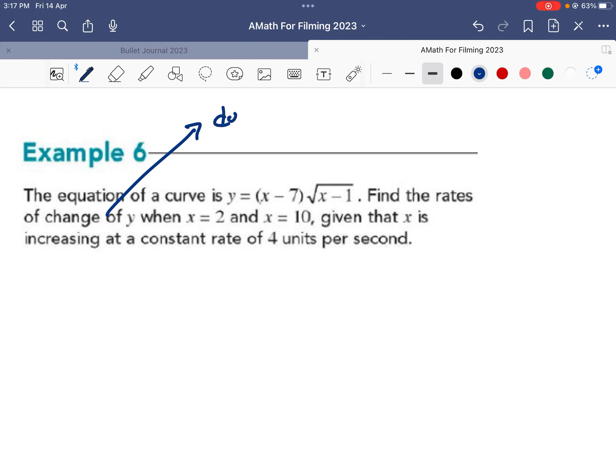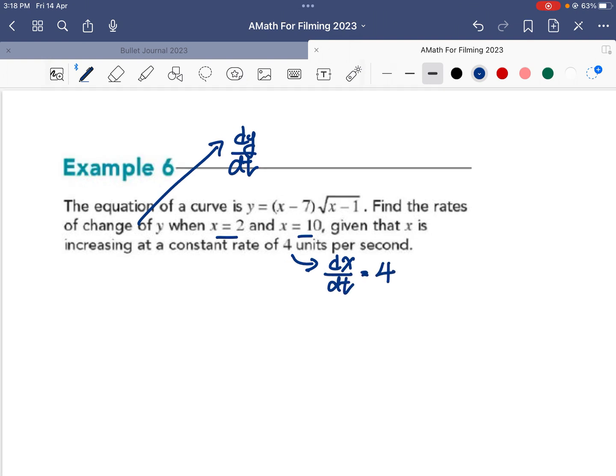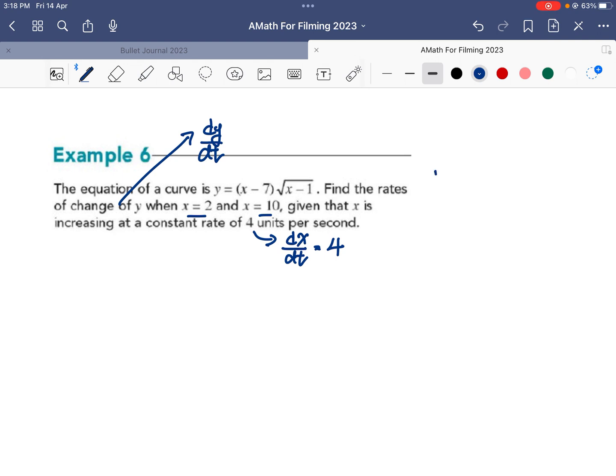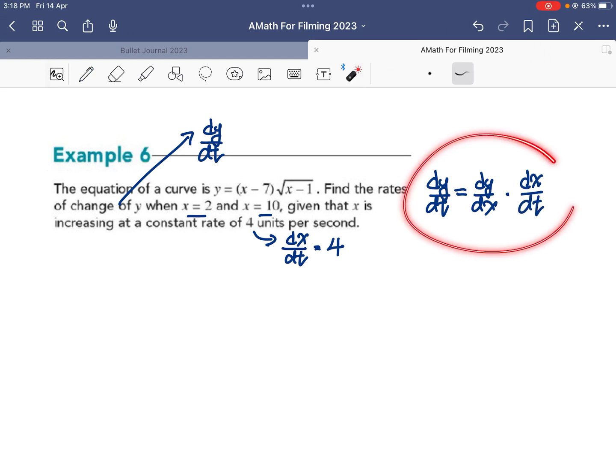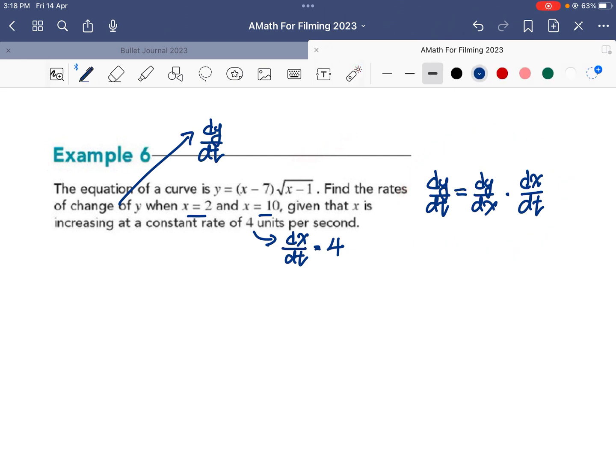You are basically trying to look for the rate of change of y with respect to time. When x is 2 and x is 10, these are given values, and it's given that x is increasing at a constant rate of 4 units per second. So it means the rate of change of x with respect to time is equal to 4. From our previous slide, the rate of change of y with respect to time, by the chain rule, is dy/dx multiplied by the rate of change of x with respect to time. This is what we'll be applying for this question.